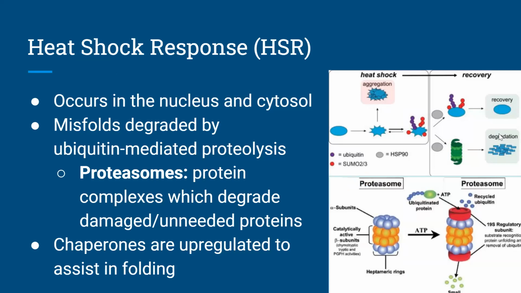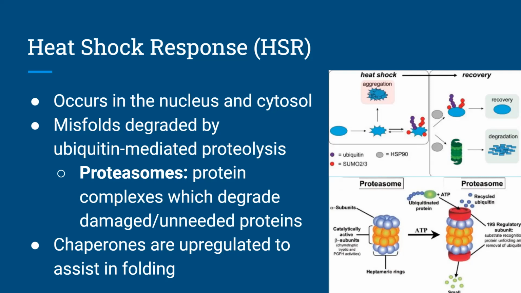So the heat shock response: there are two big responses we'll talk about to protein damage. Heat shock response occurs in the nucleus and the cytosol. Anywhere else is going to be another type that we'll talk about in the next slide. As Lily just mentioned, proteasomes take proteins and degrade the damaged or unneeded proteins from the cell. Chaperones are also upregulated to assist in folding.